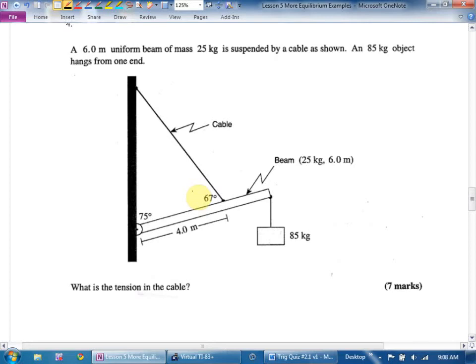A 6-meter uniform beam of mass 25 kilograms is suspended by a cable as shown. An 85 kilogram object hangs on one end. What's the tension in the cable? Okay. Forces acting on the beam: the mass of the beam times G, the mass of the load times G, tension. Oh, and there's probably a vertical and a horizontal, but who cares? Because there's zero torque from the pivot.